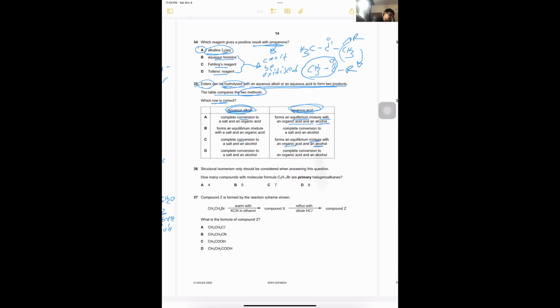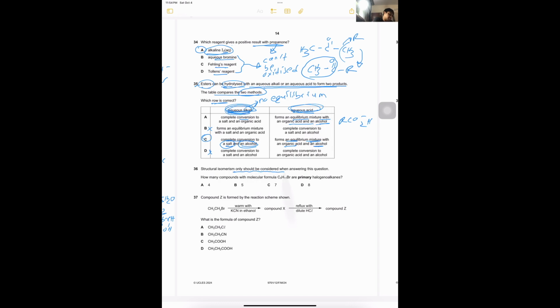The organic acid will form the ion form of the acid, which is RCO2 minus, H. So this can form, and so the answer will be amongst A and C. And here it will be a complete conversion to a salt and alcohol, because with alkali there will be no equilibrium or no ion formation. It will be a direct salt and alcohol, so the option should be C.